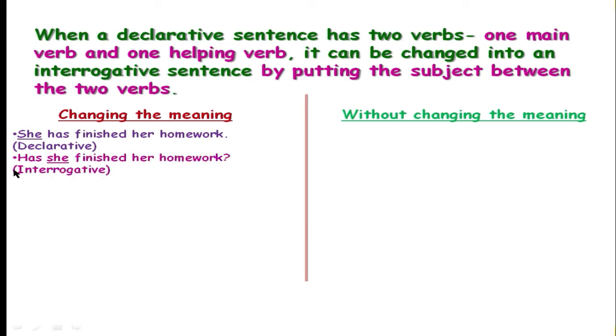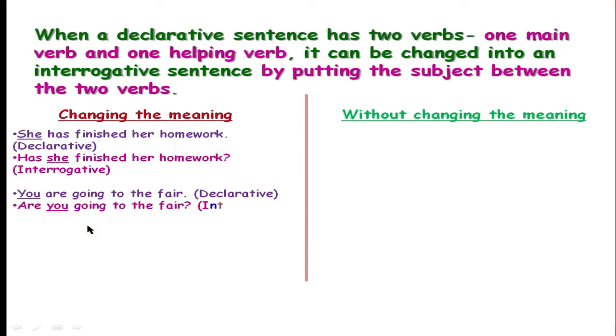So the helping verb comes in front of the subject, and the main verb remains after the subject. Let's look at one more example. You are going to the fair. Now here, where is my verb? Are going. Now, are is my helping verb, going is my main verb. What will I do? I will put my subject, you, in between the two verbs, the helping verb and the main verb. So my interrogative sentence will be, are you going to the fair?